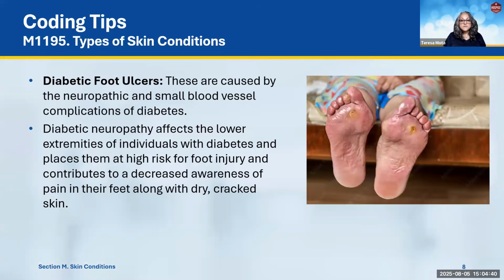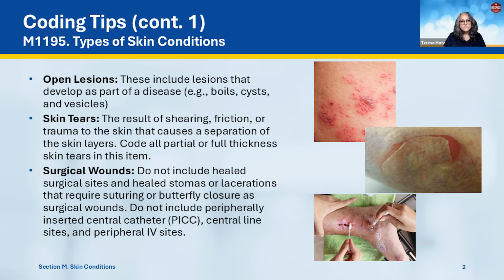So let's look at some of the types of skin conditions discussed in this item. Diabetic foot ulcers. These are caused by neuropathic and small blood vessel complications of diabetes. These complications affect the lower extremities and place a person at high risk for foot injury. They also contribute to a decreased awareness of pain in the feet, along with cracked and dry skin.